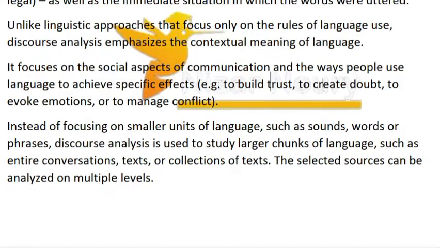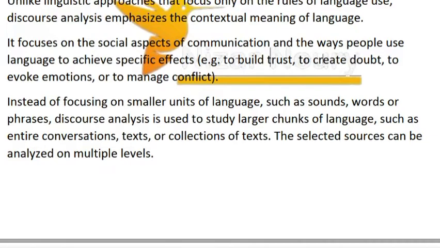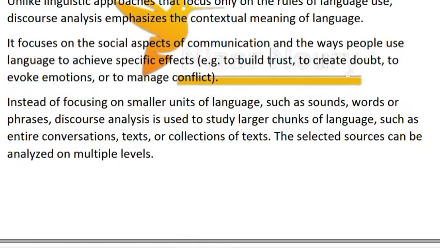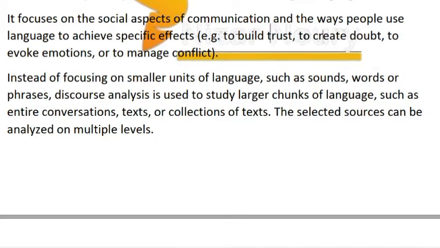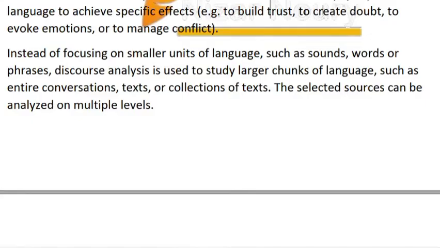Instead of focusing on smaller units of language, such as sounds, words, or phrases, discourse analysis is used to study larger chunks of language, such as entire conversations, texts, or collections of texts. The selected sources can be analyzed on multiple levels.